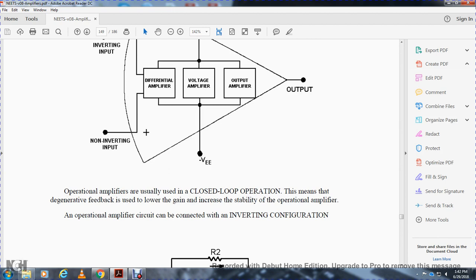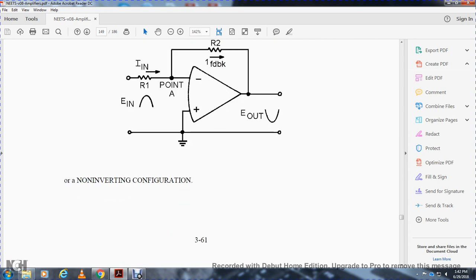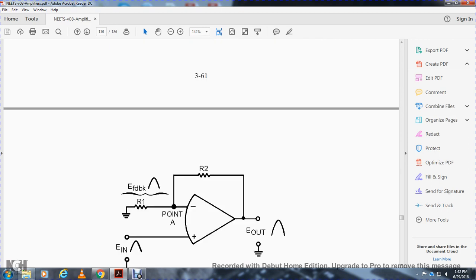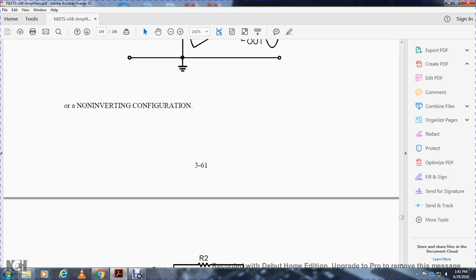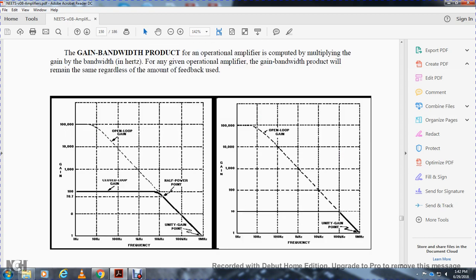An operational amplifier circuit can be connected in an inverting configuration. It's also shown with the negative voltage. The input resistor, point A, resistor 2, and feedback voltage, resistor 1, resistor 2, and inverting and non-inverting configurations. The gain bandwidth product of an operational amplifier is computed by multiplying the gain by the bandwidth in hertz for any given operational amplifier, and it will remain the same regardless of the amount of feedback.